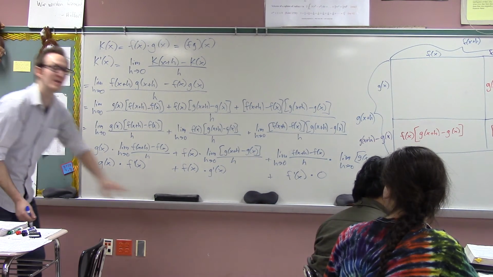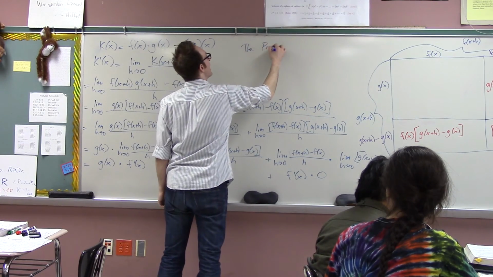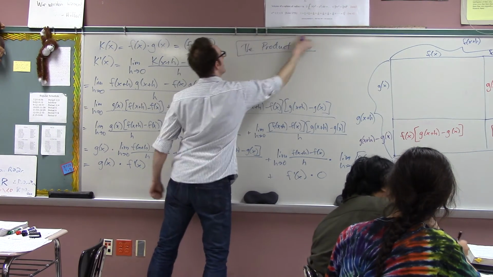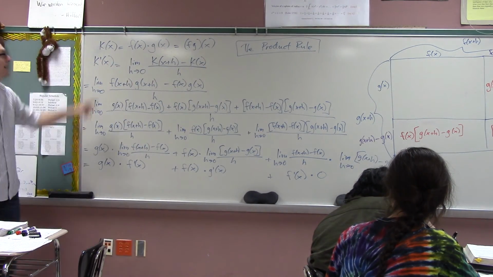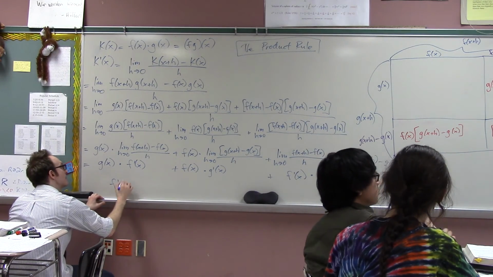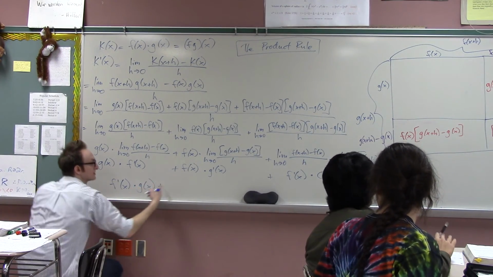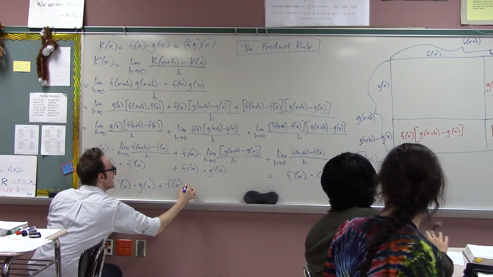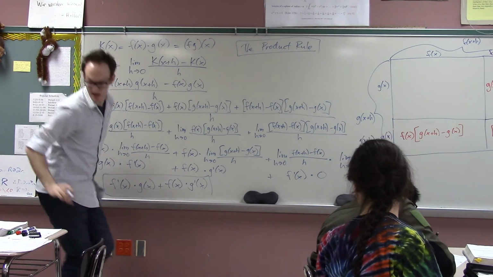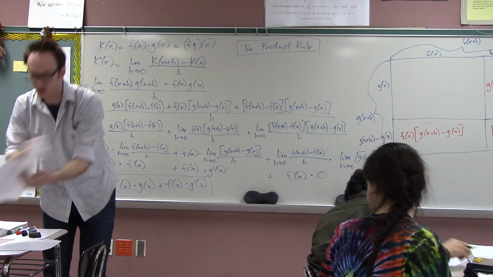Ta-da! The product rule. Oh yeah, that's what this is called. This is called the product rule. This is an extremely awesome and powerful differentiation rule, which tells you that the derivative of the product of two functions is the derivative of the first times the second plus the first times the derivative of the second. Bam. And now, suddenly, I can do many things.